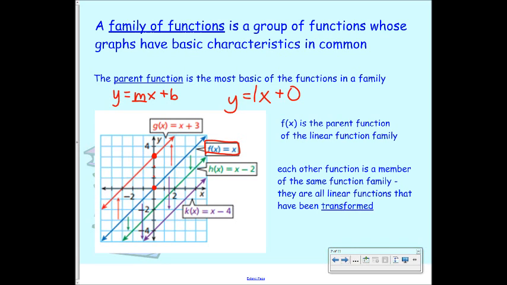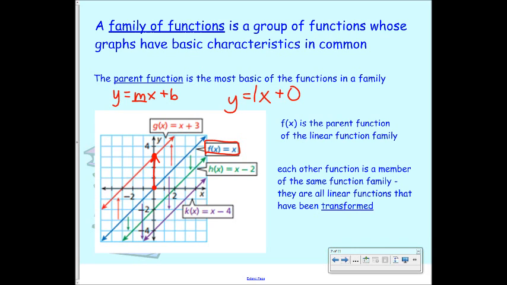Then look at the equation. What's the difference between the blue equation and the red equation? It has x plus 3. So instead of just being x, when we translated, translate just means slide. When we slid it up 3, our equation became x plus 3.